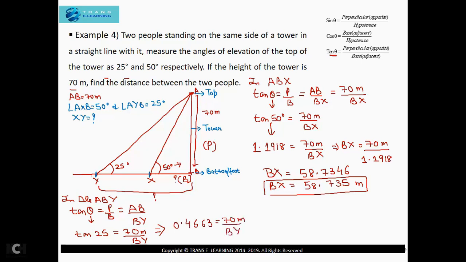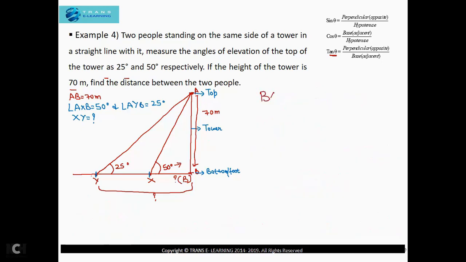So this BY will be equal to 70 upon 0.4663, and on calculation I will get the value of BY as 150.1179. So on rounding off to 3 decimal places, it will be 150.118. So this is the value of BY.